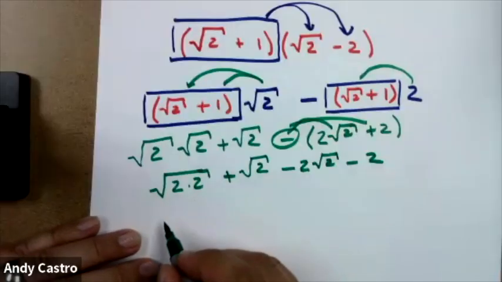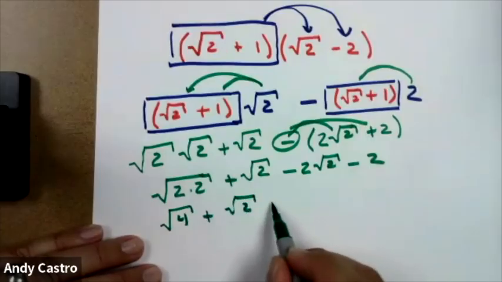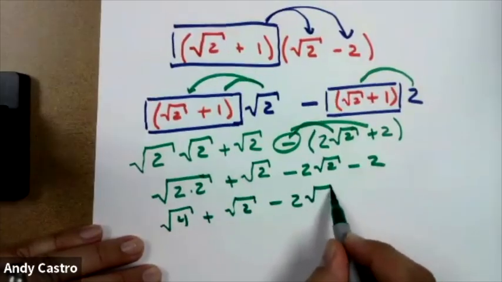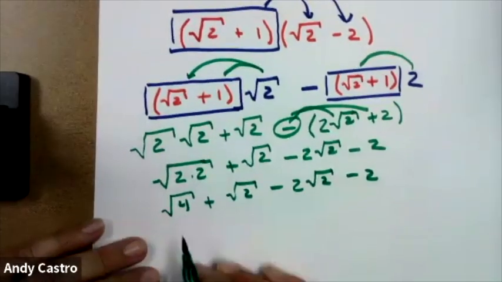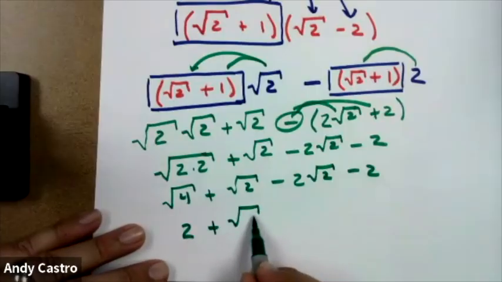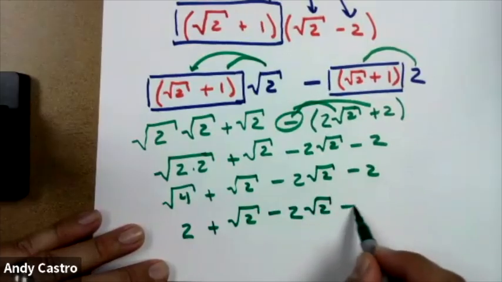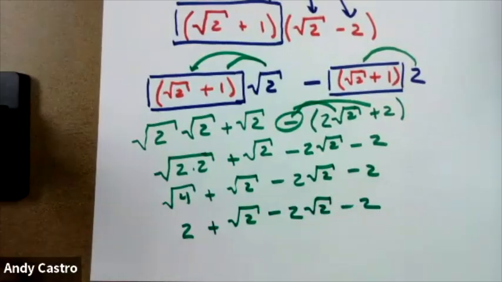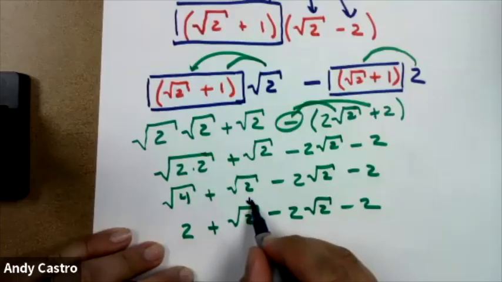So root 2 times 2 is root 4 plus square root of 2 minus 2 times the square root of 2 minus 2. All right, root 4 is going to be 2. 2 plus root 2 minus 2 times root 2 minus 2. Okay, now let's look in here and see if we can combine anything. Notice that we can combine as long as they have the same root.